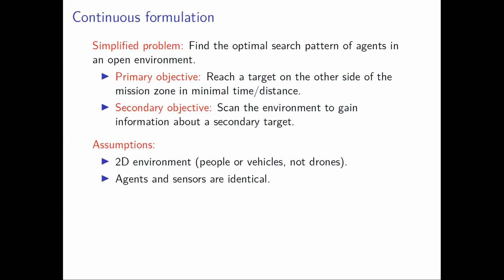As before, our primary objective is to reach a target on the other side of the mission zone, on the other side of the battlefield, say, in a minimal time or distance. The secondary objective is to scan the environment to gain information about some secondary target. The assumptions are the same as before. It's a 2D environment, meaning our agents are people or vehicles, not drones. And we're assuming that the agents and sensors are identical.